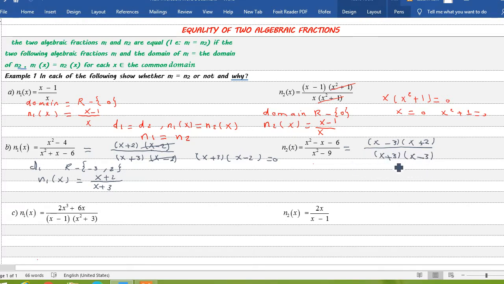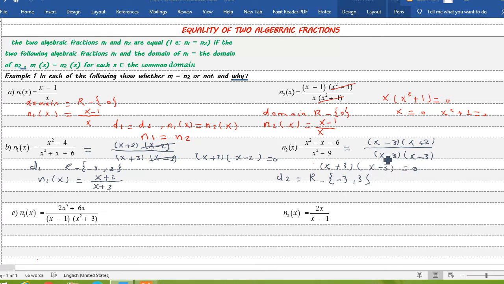Make the denominator equal 0. Then x plus 3 times x minus 3 equals 0. Then d2 equals R different. Take the opposite sign, it becomes negative 3, and take the opposite sign of negative 3, it becomes 3. So the domain d2 equals R different negative 3 and 3.